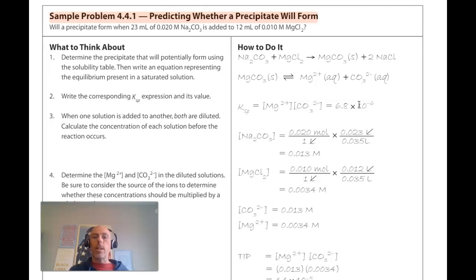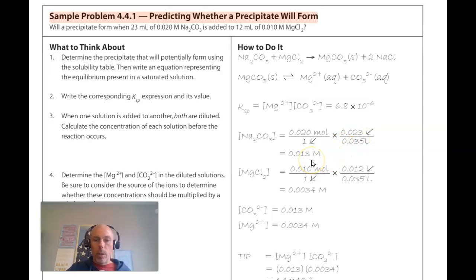The next thing we want to do is account for dilution, which I talked about in the last lecture. I want to remind you, to account for dilution, we take the molarity of the original compound, multiply it by its volume that it was delivered in. This is the 23 milliliters, or 0.023 liters of sodium carbonate, and then divide it by the total volume, which is the sum of the 12 and the 23 mL up top, or 0.035 liters.